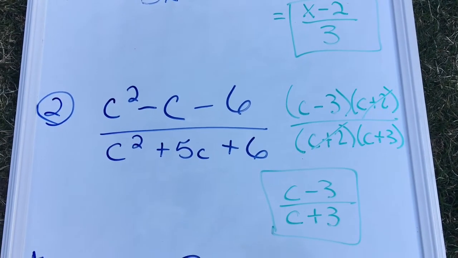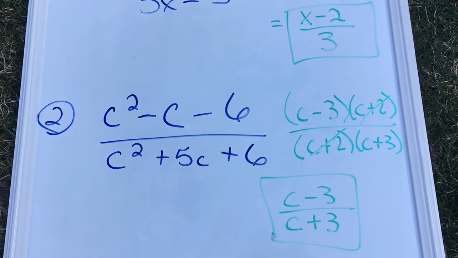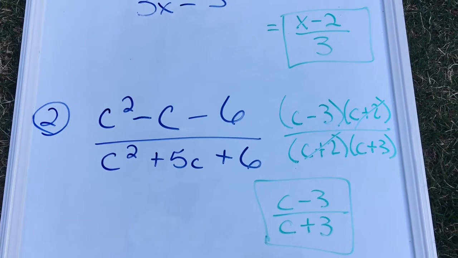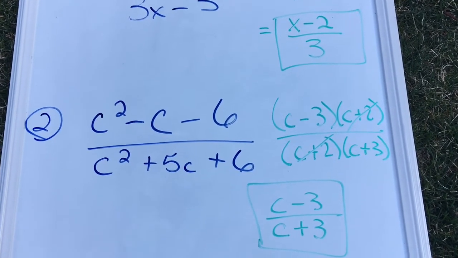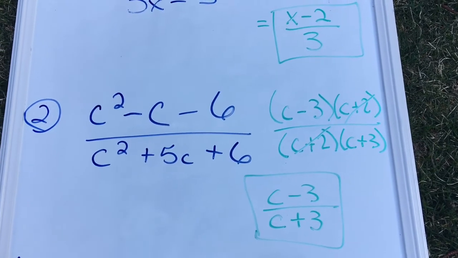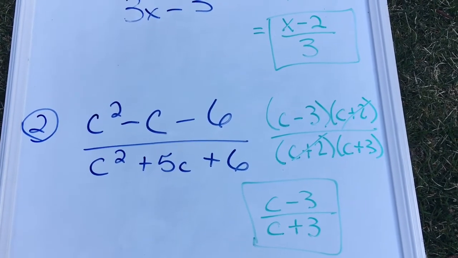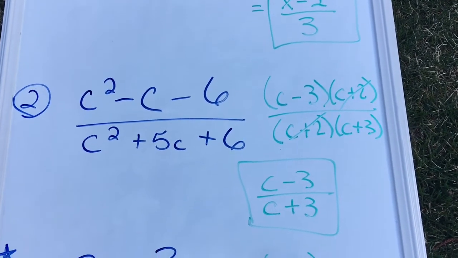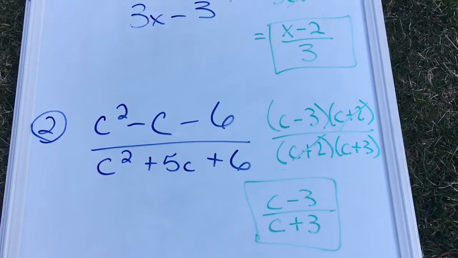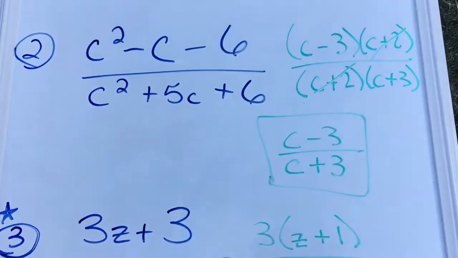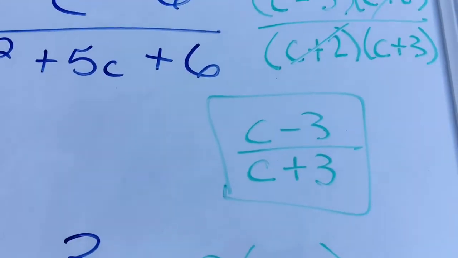On the bottom we need 2 numbers that multiply to be 6 that add up to be 5. So that happens to be 2 and 3. So c minus 3 times c plus 2 over c plus 2 times c plus 3. So we can cross out our c plus 2's, and unfortunately that's all we can cross out because there's a plus sign and minus sign between the others. So it's c minus 3 over c plus 3. Okay, that's our final answer.